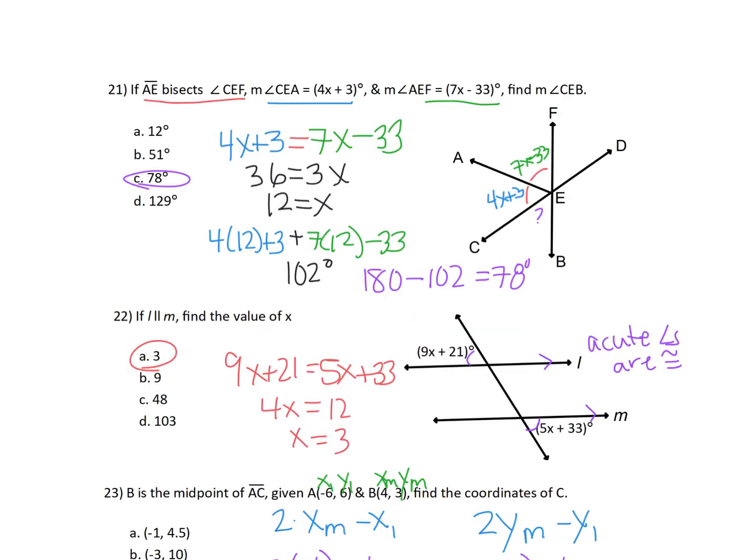Moving on. All right, 21 and 22 is using more angle relationships. 21 is linear. We have an overall supplementary relationship here with these three angles. But we do have a bisector, which means that these two angles are congruent. So notice I underlined in red that AE bisects angle CEF.